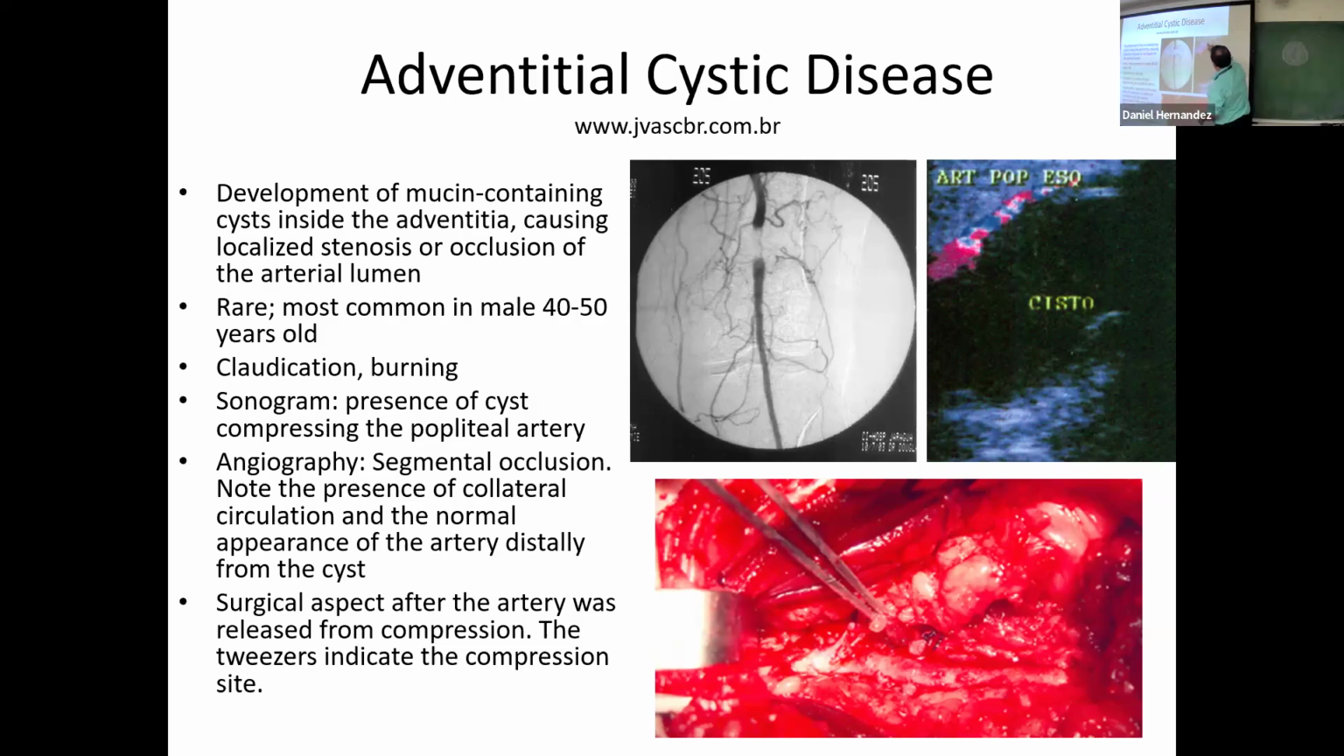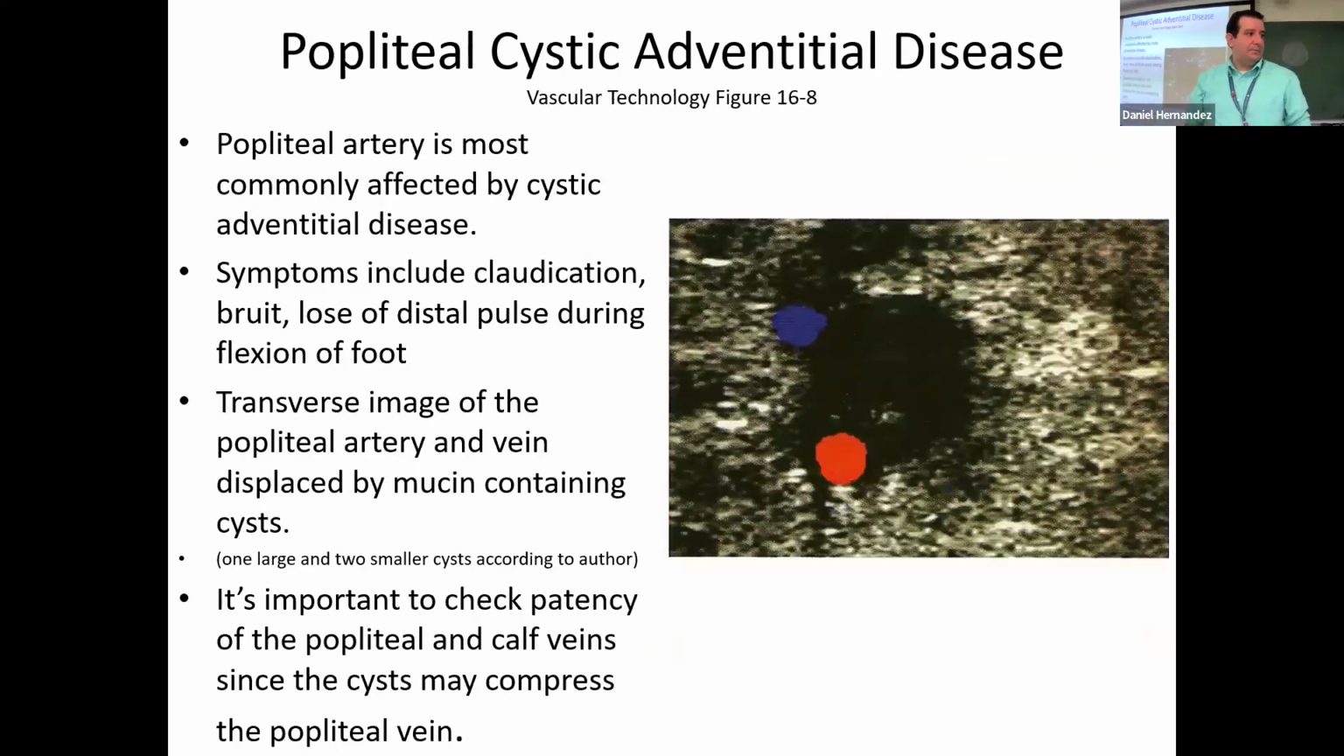So here's the actual vessel where the blood flow is going through, and this large cyst is developing in the outer layer of the vessel that's actually compressing it out. So this is a popliteal artery with that cystic adventitial disease. So here's the actual popliteal artery itself, and then this large cystic area that's developing the outer layer of the vessel that can actually compress it.